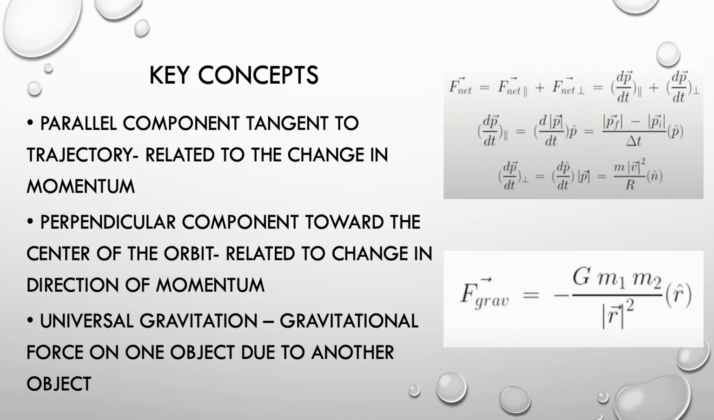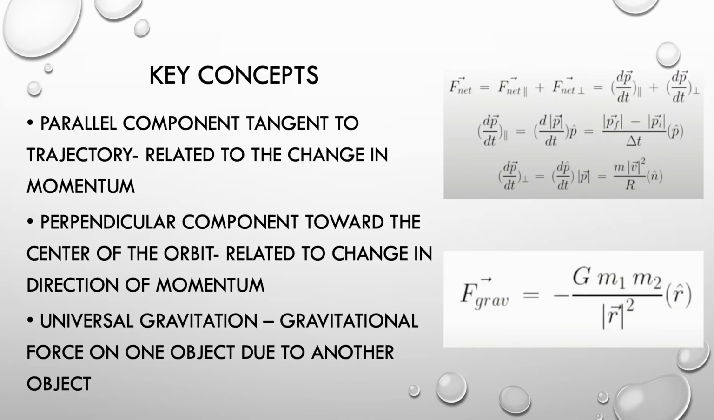Another important thing to note is that the net force has a parallel and perpendicular component since we are talking about orbitals, which are a type of curving motion. Parallel components are tangent to the trajectory and they're related to the change in momentum. Perpendicular components are towards the center of the orbit and are related to the change in the direction of the momentum. So one is the change in speed and one is the change in direction.